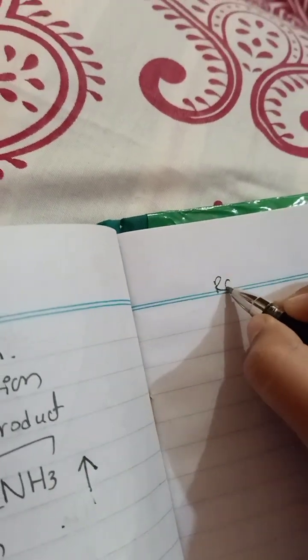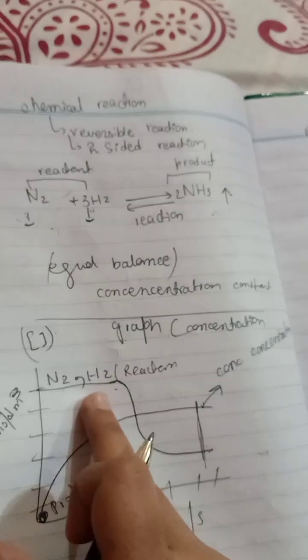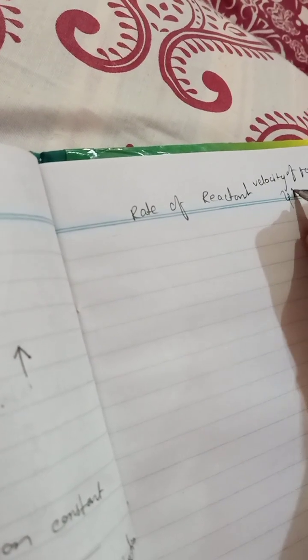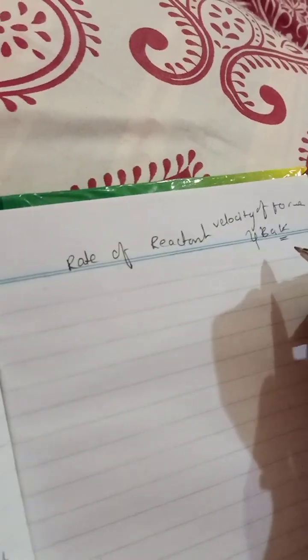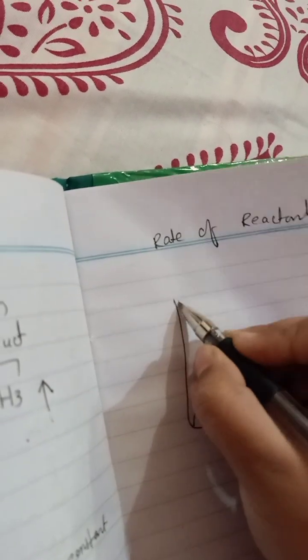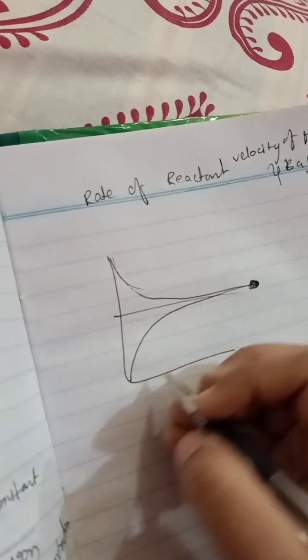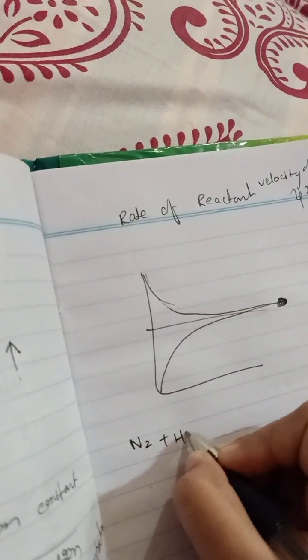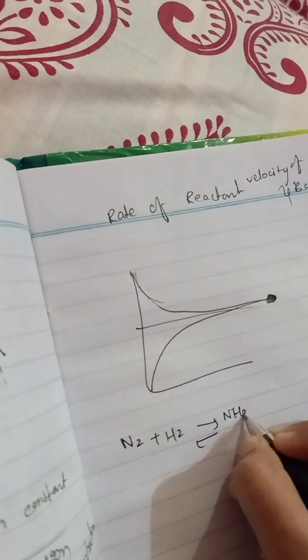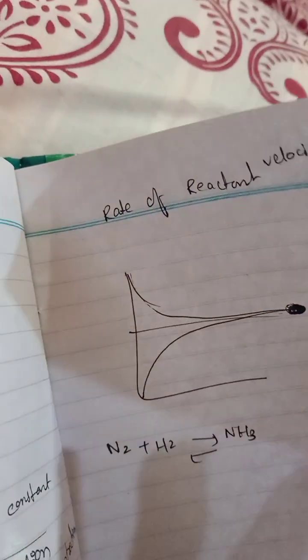If I talk about the rate of reaction, what is the rate of reaction? As you all know, when the concentrations of both reactant and product are equal, here the velocity of forward and backward reactions becomes equal. That is called the rate of reaction. For example, this was a product and this was a reactant. Both are getting equal, which means the velocity is getting equal. That is the difference between the concentration and the rate of reaction.